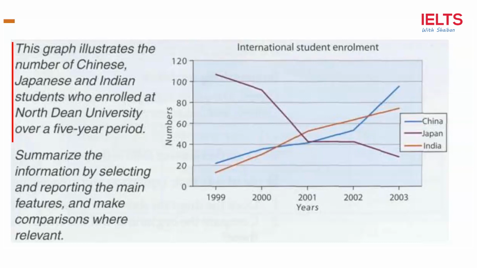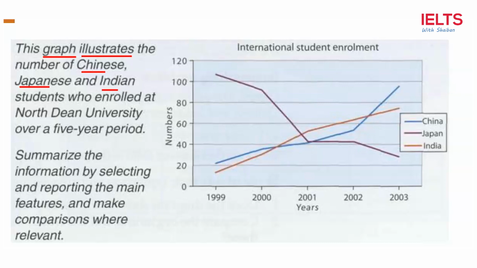The first thing is, you have to rephrase the question. By rephrasing, I mean you have to change some of the words. For example, we don't say this graph, we say, for example, this diagram. So you change the word graph to diagram. Illustrates, you can say demonstrates. So you can change also the word here. And the number of Chinese, Japanese, and Indian students, you can say students from China, Japan, and India.